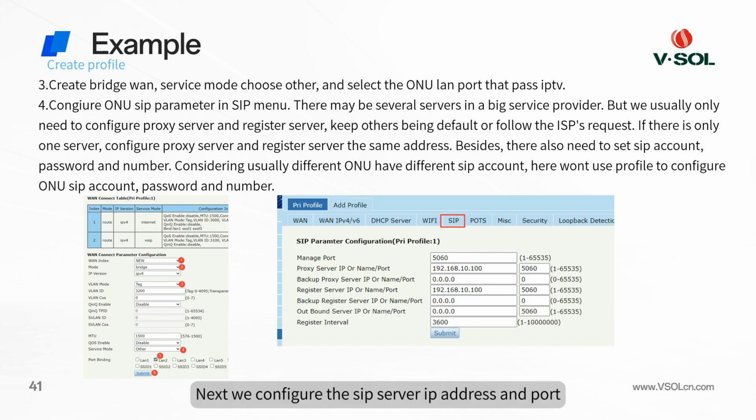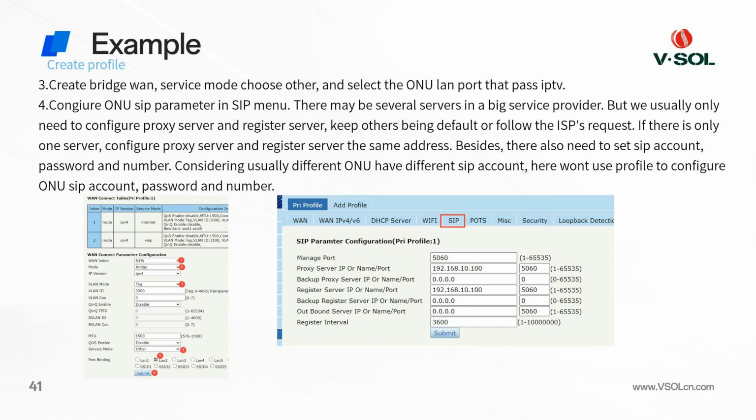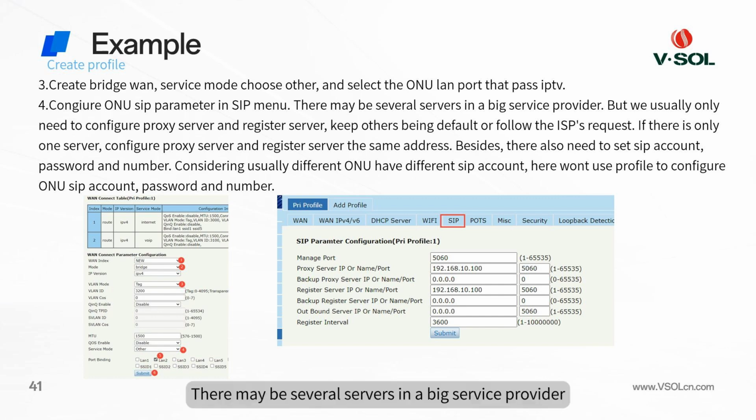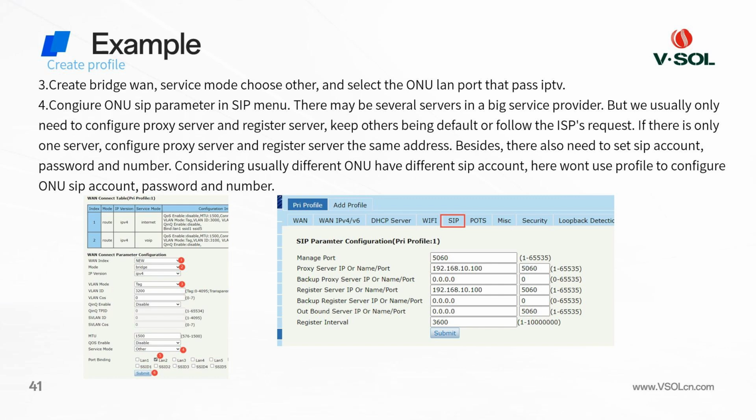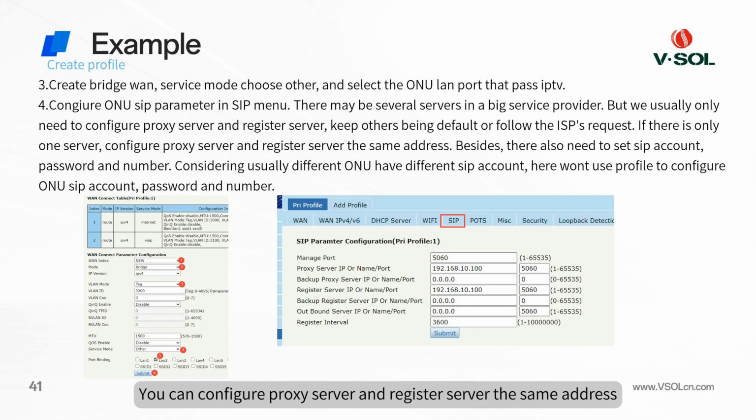Next, we configure the SIP server IP address and port. There may be several servers in a big service provider, but we usually only need to configure the proxy server and register server. So here we keep others default or follow the ISP's request. If there is only one server, you can configure the proxy server and register server with the same address. Besides, we also need to set the SIP account, password, and number. Considering that usually different ONUs have different SIP accounts, here we won't use the profile to configure the ONU SIP account, password, and number.